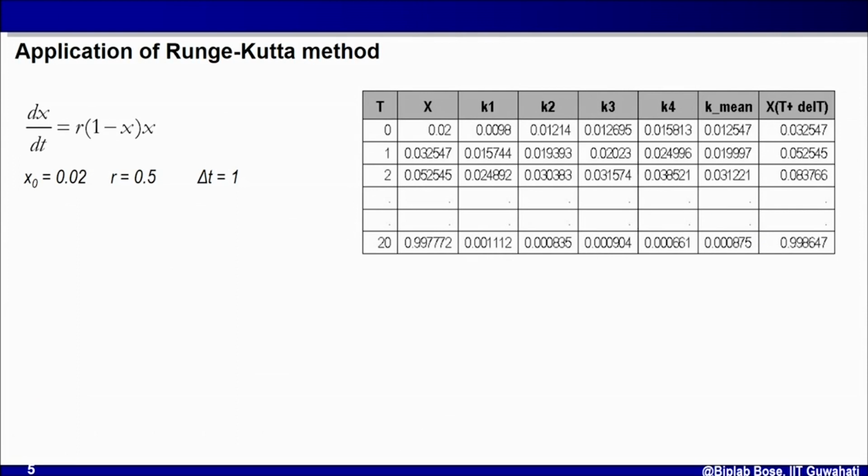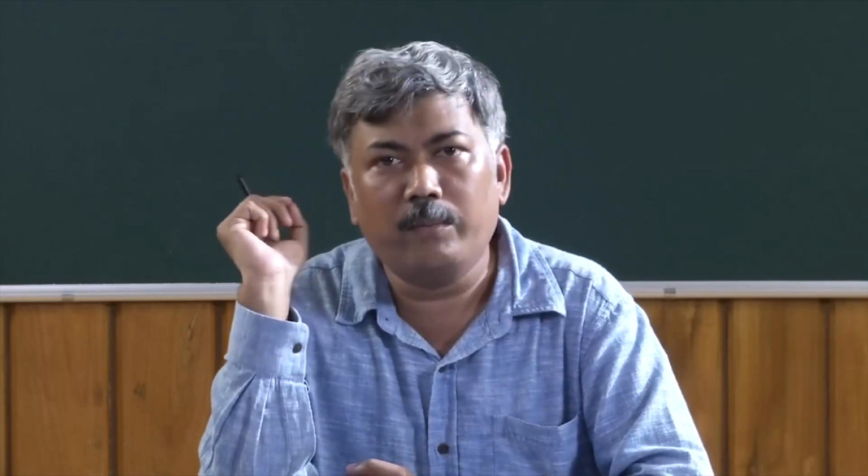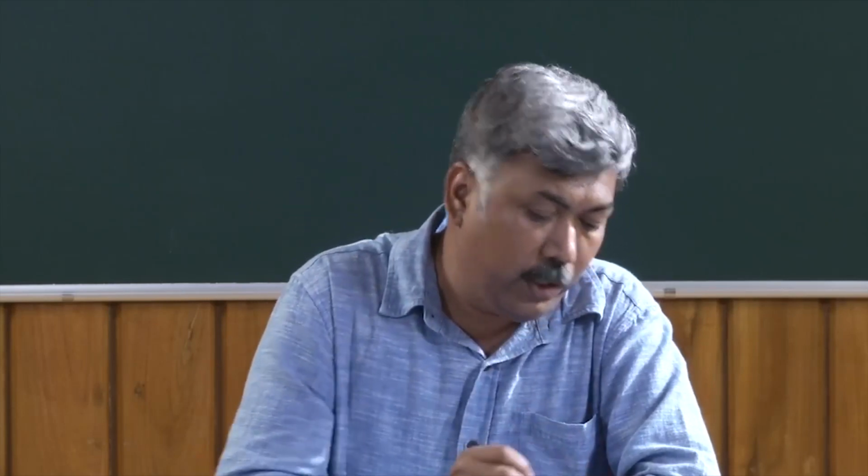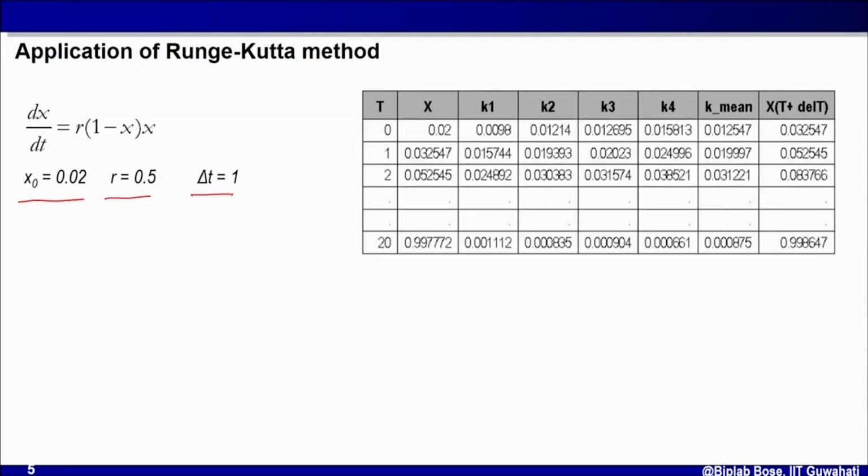Let us try this method. This is the fourth order Runge-Kutta method on our problem of spread of infectious diseases. So if you remember, the ordinary differential equation for modeling this spread of infectious disease was dx/dt equal to r into 1 minus x into x. r is given as 0.5. x at t equal to 0 is 0.02, and I am taking here delta t as 1. So I will increment time by 1.